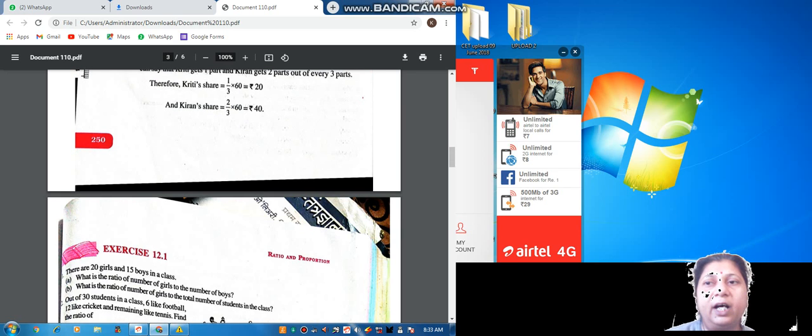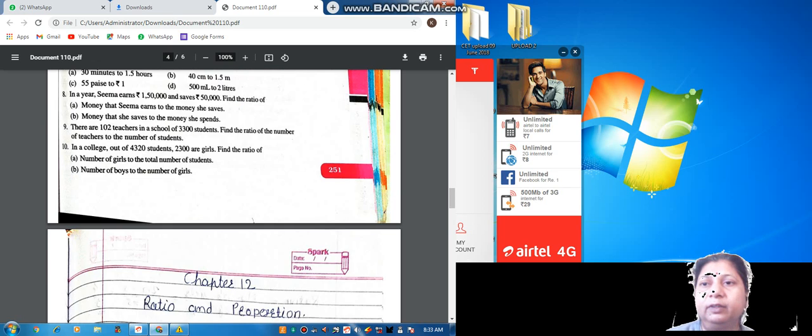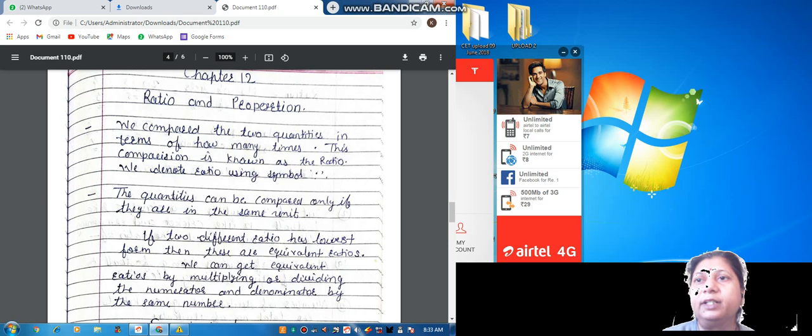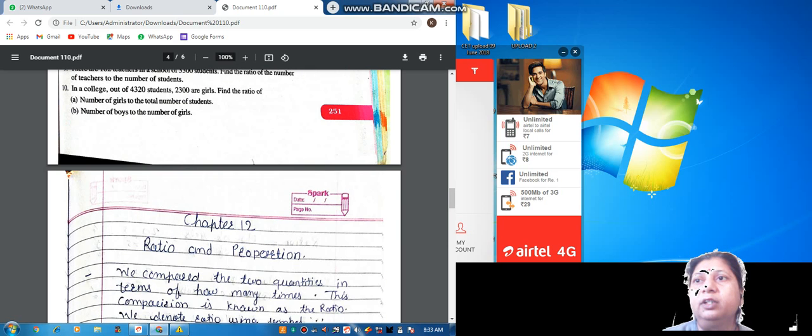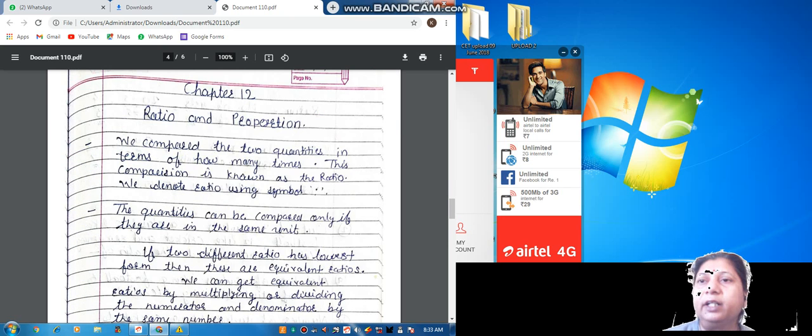Okay, now we will start exercise 12.1. So first of all, in our CW copy, we have to write some notes. So first write the chapter's name, then ratio and proportion. Then we have to write here the definition of ratio. We compare two quantities in terms of how many times. This comparison is known as ratio. We denote it by using this symbol. Quantities can be compared only if they are in the same unit.